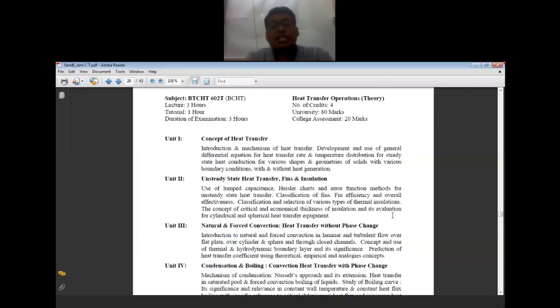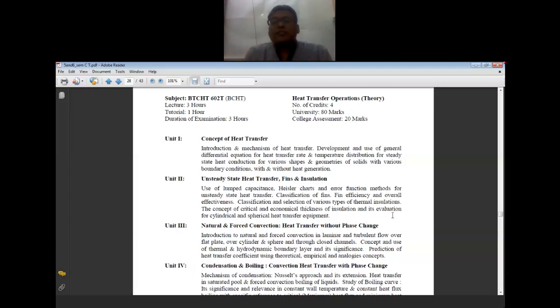So what is the variation of temperature with respect to time? This is the most important thing that is also to be studied. For that purpose, we are going to understand the lump capacitance model. For that, the Heisler chart and the error function will be studied. Then the second topic related to this, that is the fins: the classification of fins, fin efficiency and the overall effectiveness.